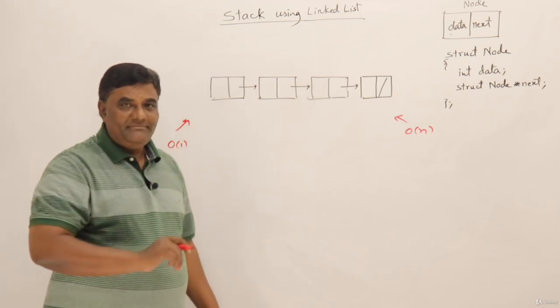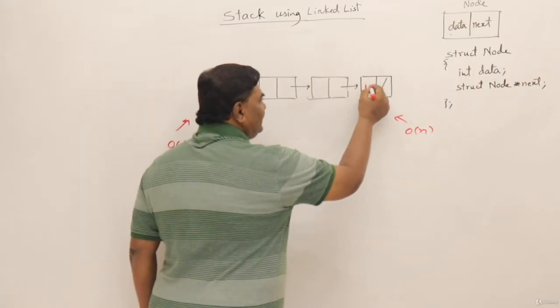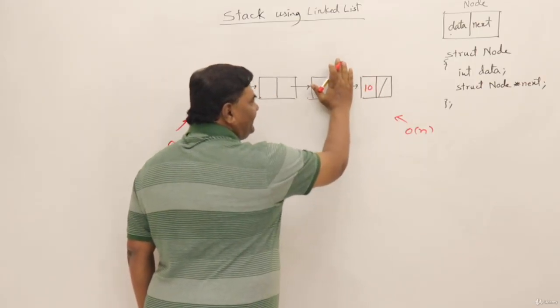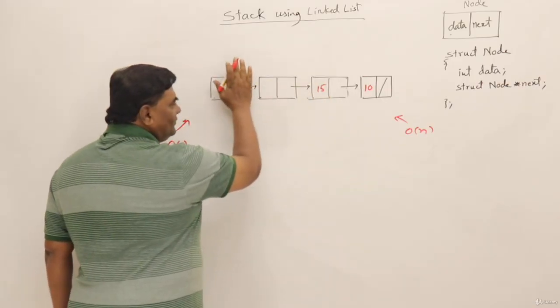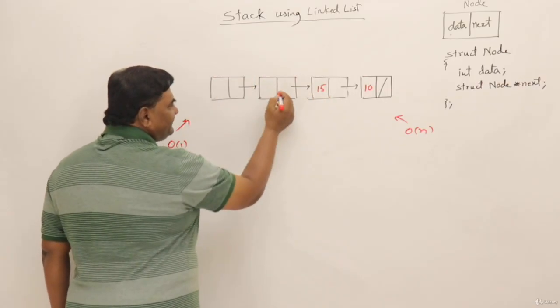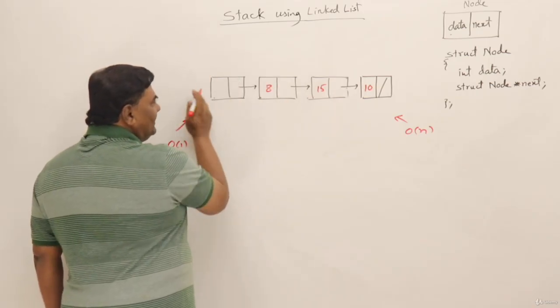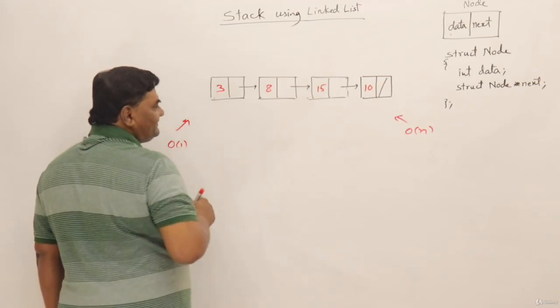Now let me fill up a few elements. Let us assume that this is the first element I have inserted in the stack. So stack is still here. Then I want to insert 15. So this node is inserted and the value is 15. Then one more value, I want to insert 8. So this node is created and inserted, 8 is inserted. Then I want to insert one more value. So this is value 3. So this is the latest value that is inserted in the stack.